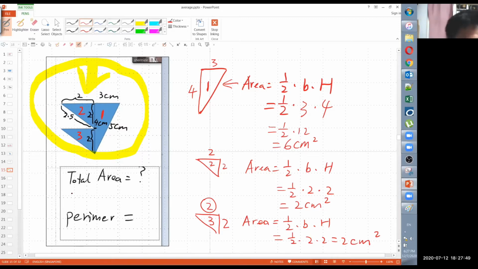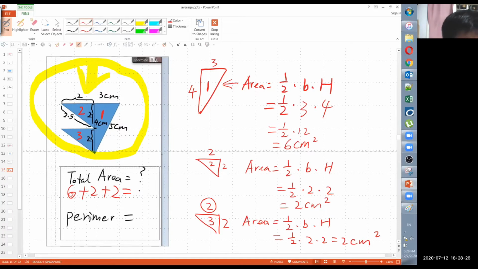So the total area is, how to find the total area? What operation do you use to find the total area? Add. So you add what? You need to add all of them. So add what? Add 6. Then plus 2. Plus 2. So what do you get?